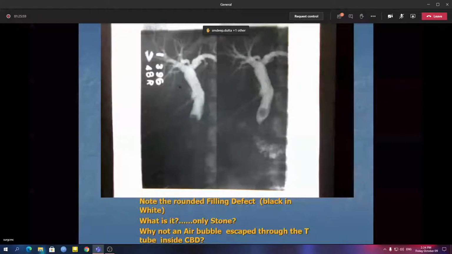So if it's an air bubble passing through the T-tube inside the CBD, from this plate I cannot say. But if I make the patient erect and do it again, this will go up. Yes or no? This opacity will go up. So in a supine position, from this plate it is very difficult to say whether it is an air bubble or a stone. But if I make the patient stand erect, I can say no, sir, it is an air bubble, it is not a stone.